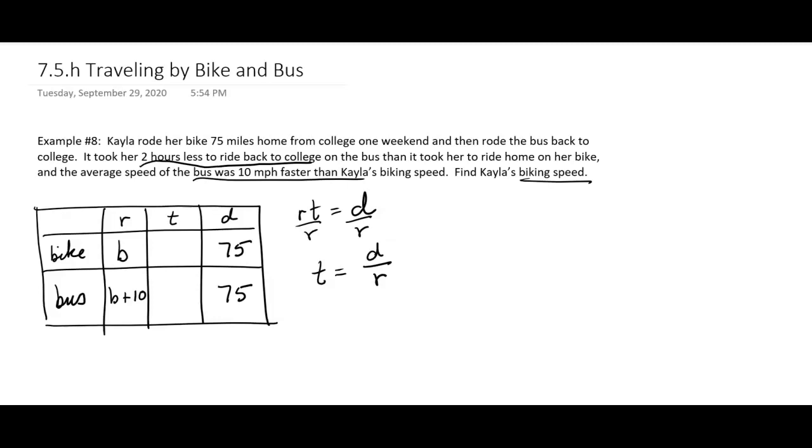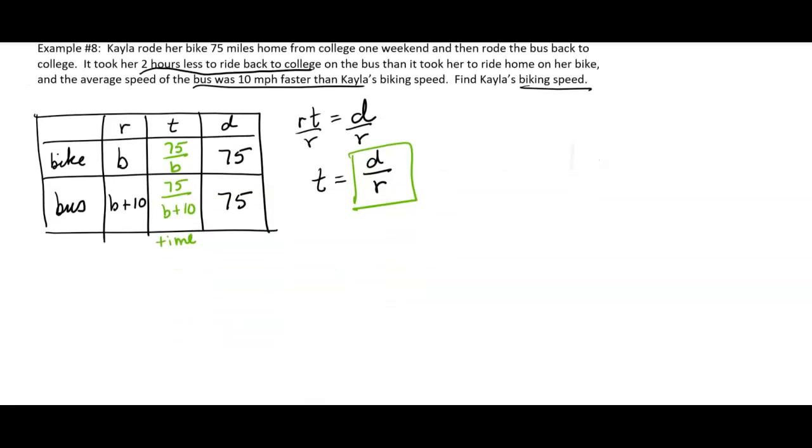So we're going to use this idea of time as distance divided by rate. So in our time column, we're going to take the distance, 75, and divide it by the rate, b. And that's how long it takes her to go by bike. Then we're going to do the same thing in the bus row. It's 75 miles, that's the distance, divided by b plus 10. That's going to be how long it takes her to go by bus. So this is the time column, okay?